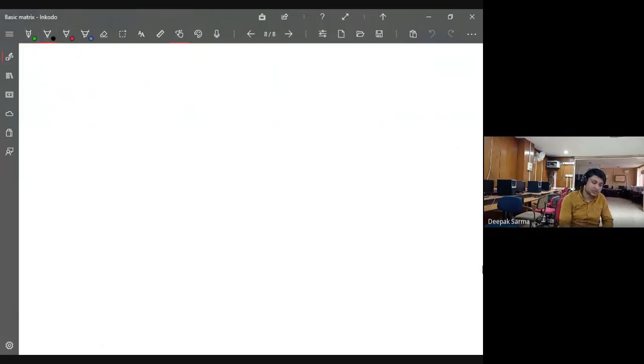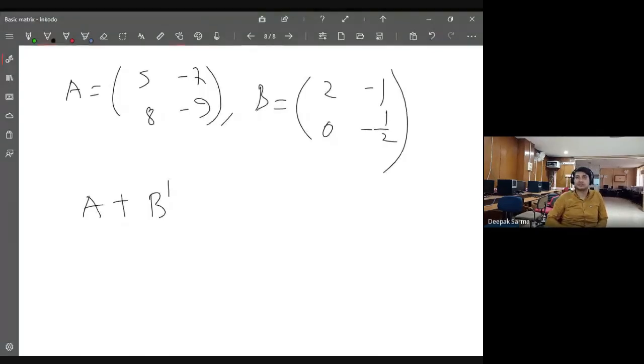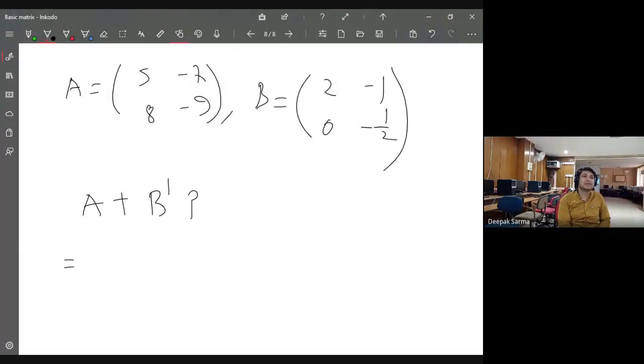Okay, so let me choose any matrix. Let me choose 2 by 2. A equals 5, minus 7, 8, minus 9. Then B is, suppose, 2, minus 1, 0, minus half. Now if I ask you to find (A plus B) transpose, can you find it? Yes, sir. Okay. How to find it?